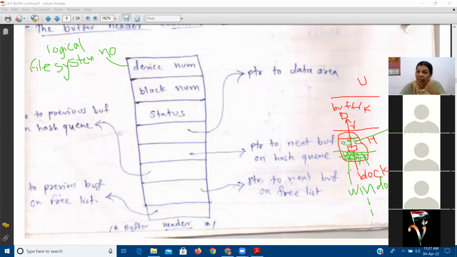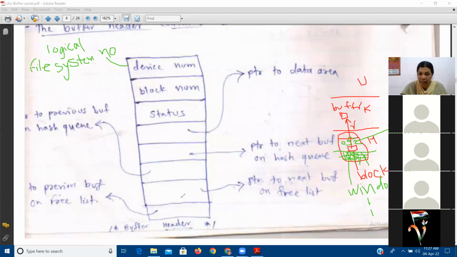So before identifying the block, I need to identify the operating system. So that's why device number is there, right? So device number plus block number. Based upon the block number and device number, the block is identified whether it belongs to Linux or Windows, whether we are accessing the block of Linux or the block of Windows. So like that, it is the second identification as a part of buffer header.